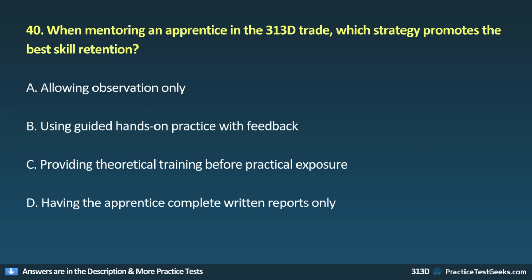40. When mentoring an apprentice in the 313D trade, which strategy promotes the best skill retention? A. Allowing observation only. B. Using guided hands-on practice with feedback. C. Providing theoretical training before practical exposure. D. Having the apprentice complete written reports only.